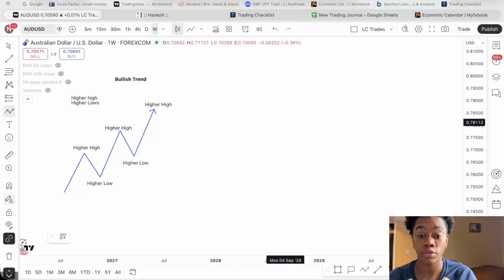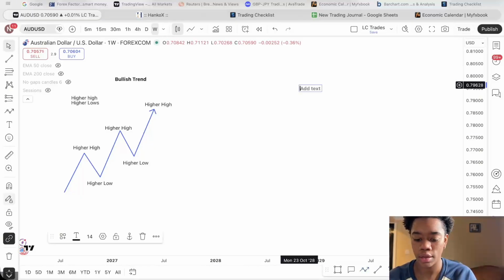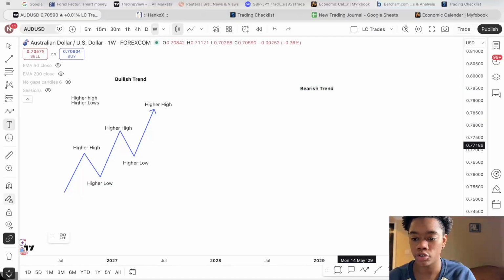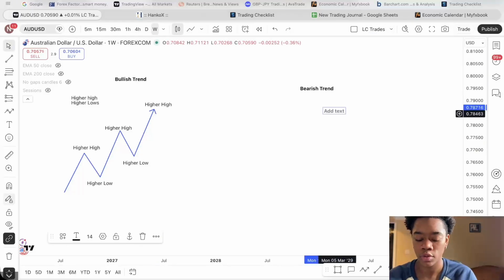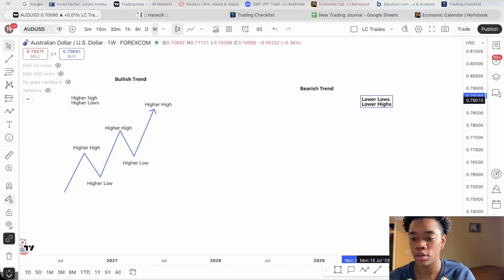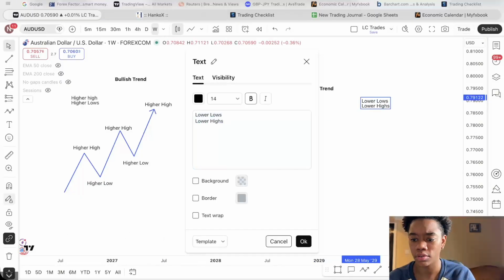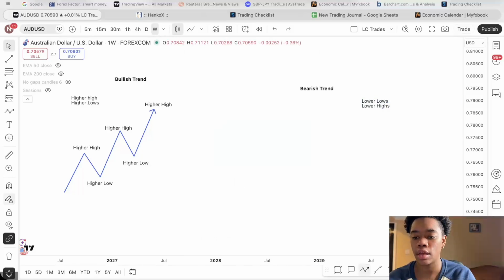All right, we're going to do the same thing for a bearish trend. A bearish trend consists of lower lows and lower highs. So for bearish, this is what the trend is going to look like.